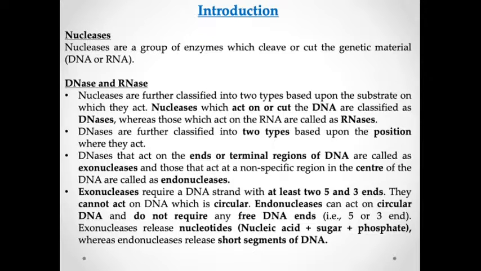They could be cutting at the terminal ends; if they are cutting at the terminal, they are called exonucleases. The ones cutting at non-specific internal regions are known as endonucleases. Exonucleases require a DNA strand with at least free 5' and 3' ends, and they cannot act on circular DNA. Endonucleases can act on circular DNA and do not require any free DNA ends. Exonucleases release nucleotides, whereas endonucleases release short fragments of DNA.